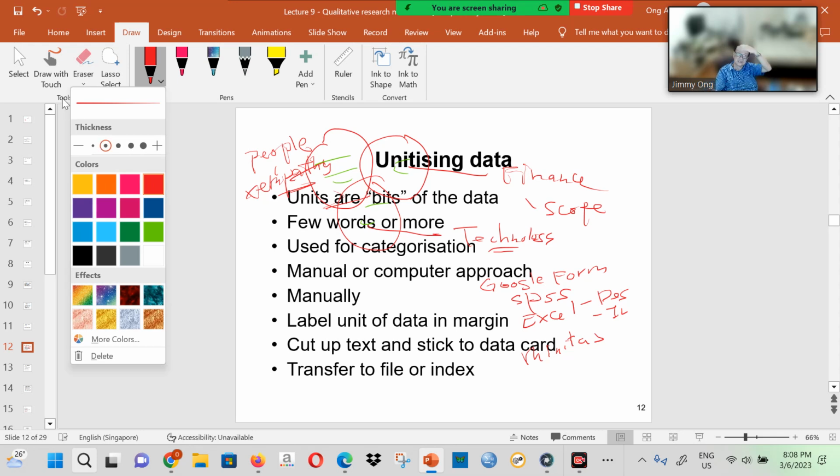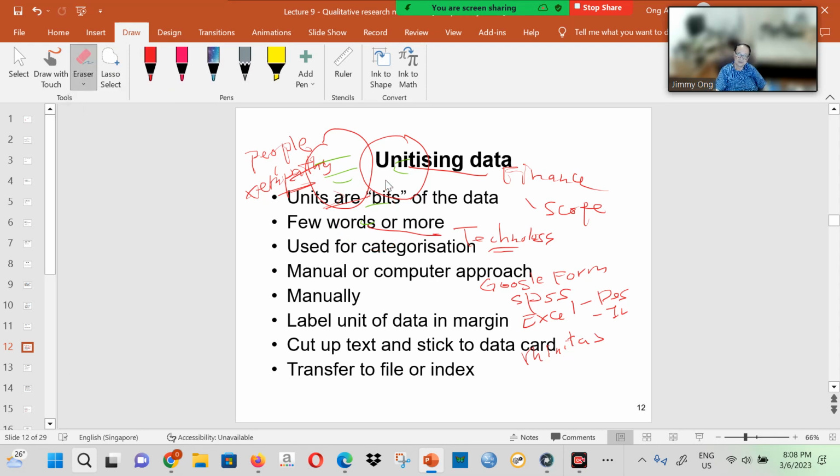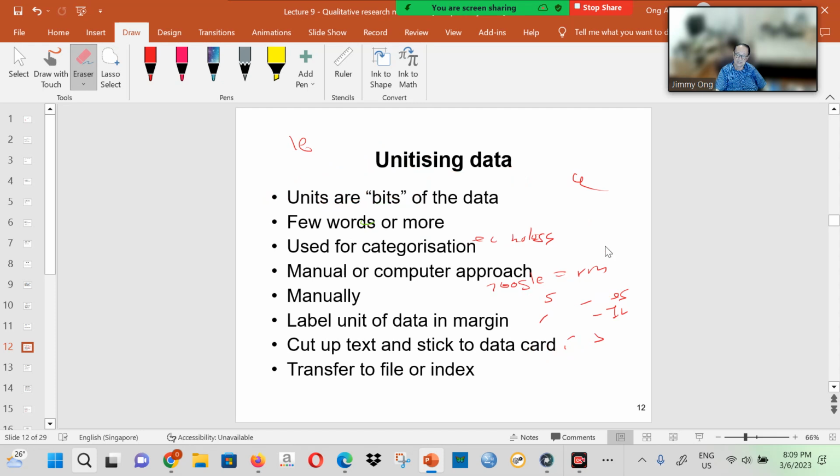Okay. So you have to unify your data. You need to look into your categorization. You need to use the computer. Perhaps you have to use some manual means to check. So you need to look at the margin. You need to cut out the text and stick it to the cut. These are all those things. Transfer, detect to the file.